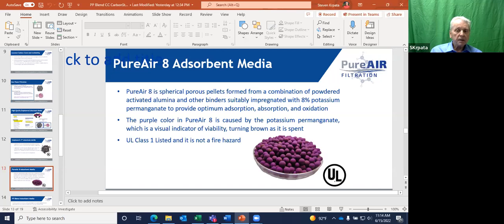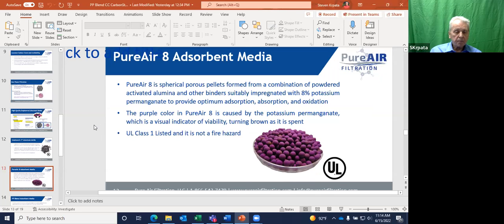The purple color of the potassium permanganate is used as a visual indicator. As it turns brown, the potassium permanganate is being used up. If you crush the aluminum balls and they're brown all the way through, then the pellet is completely used up.